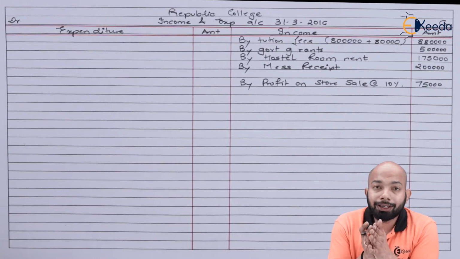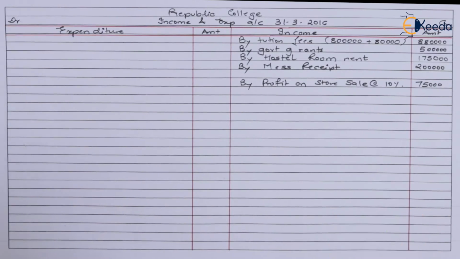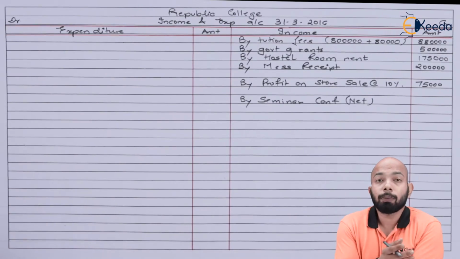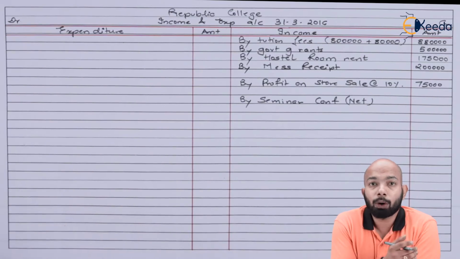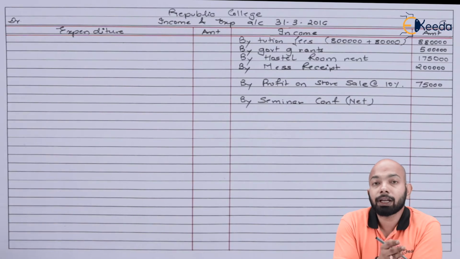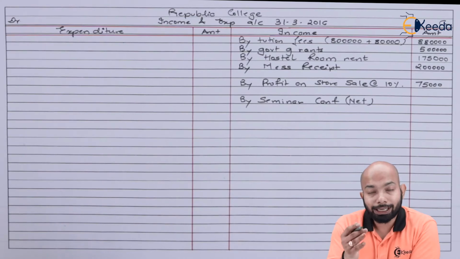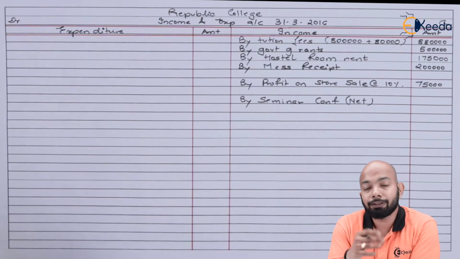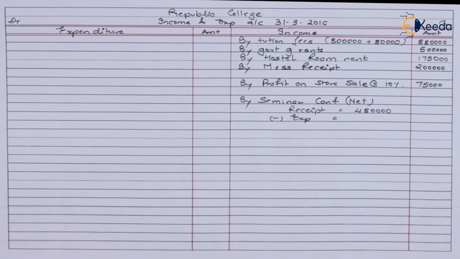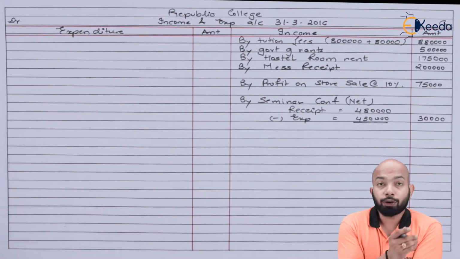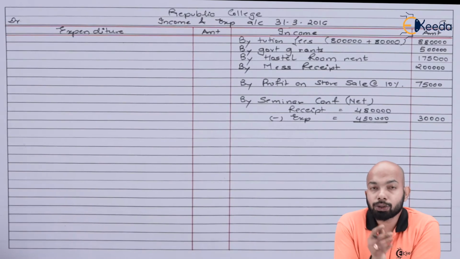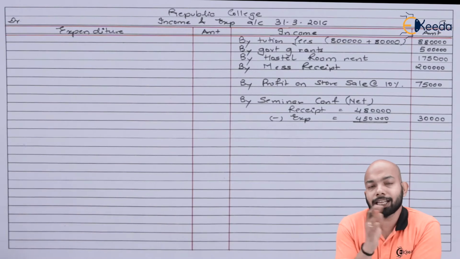After that we'll mention the seminar conference income. Now here when we're talking about seminar conference, we'll mention the net amount. Why is because we have seminar conference income as well and we have seminar conference expense as well. So income minus expense, whatever balance is left can be moved out. So for receipt we have 4,80,000 and for expense we have 4,50,000. So the balance that is left is a positive balance that has been moved out.